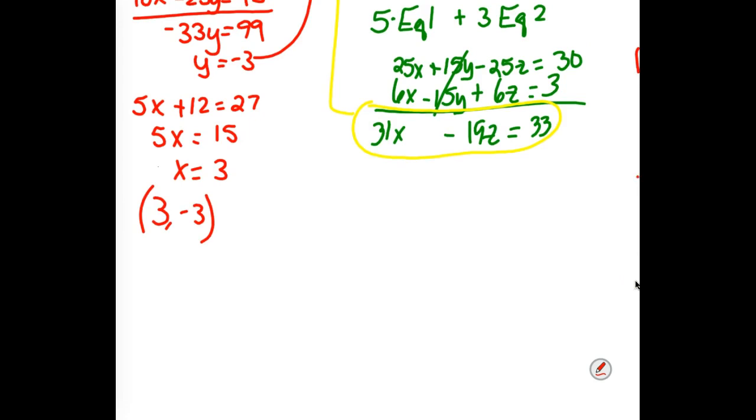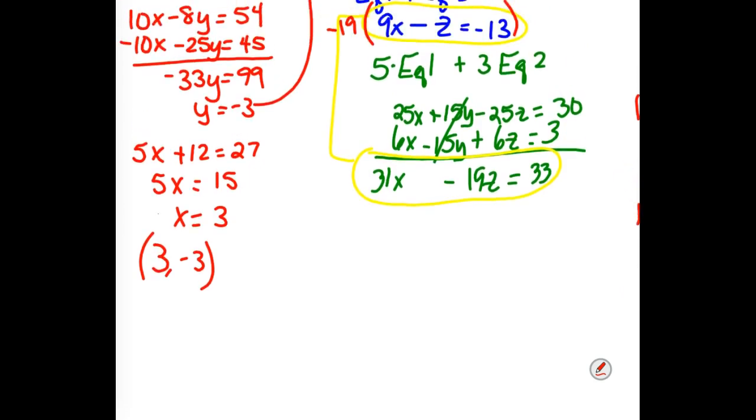What do we get? Negative 19 times 9. Okay, negative 171. Negative 19 times negative z is positive 19z. And negative 19 times negative 13 should be 247.